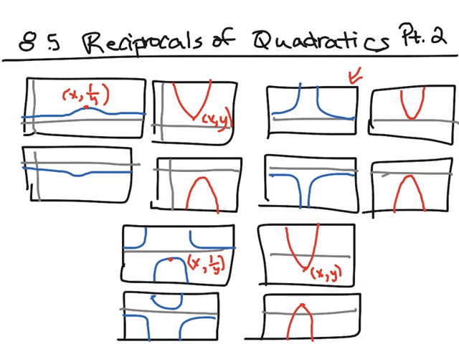So it's always the reciprocal of your vertex. And a quick way for the last one to remember which direction it opens is it's going to be the opposite of your middle section. So if this one opens down, your original parabola opens up.